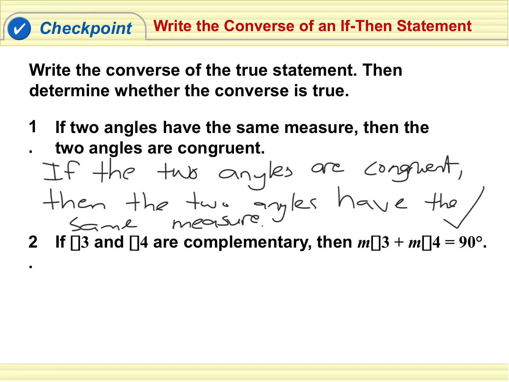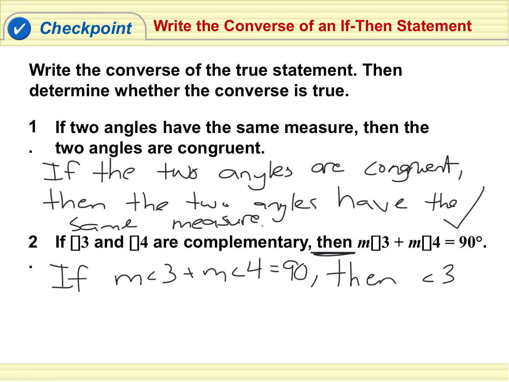So that's the original statement. What would the converse of that be? That's okay. If it's 90, then it's 3 and 4. So remember, the then becomes the if. Yep, angle 3 and 4 equal 90. Yep, angle 3 and 4 are complementary. There you go. If the measure of angle 3 plus the measure of angle 4 equal 90, so I just flipped the then for the if, comma, then angle 3 and angle 4 are complementary.